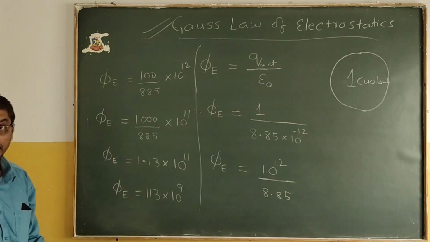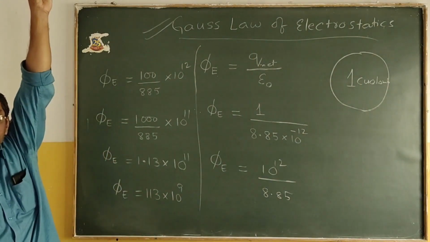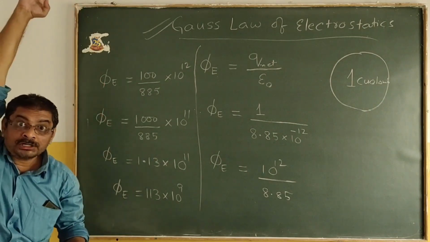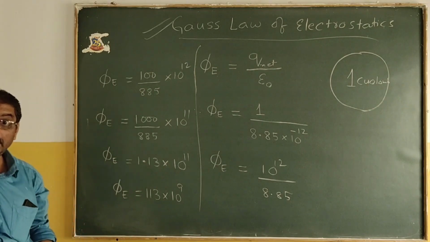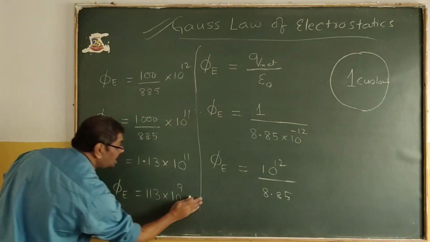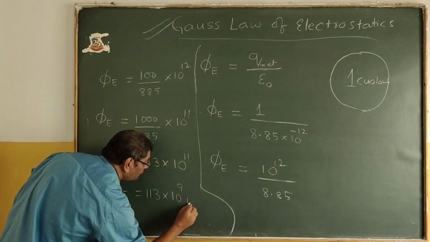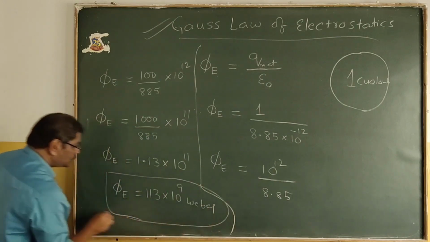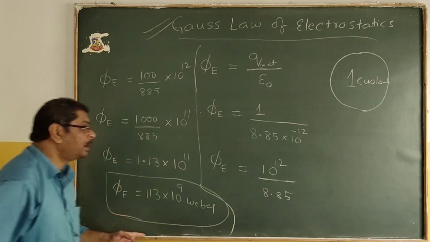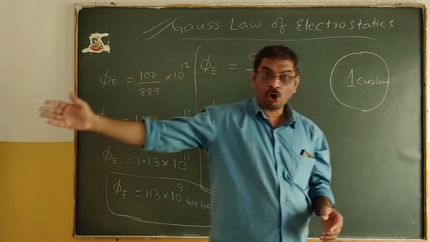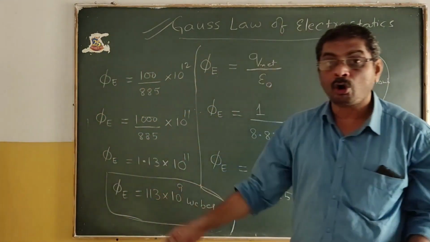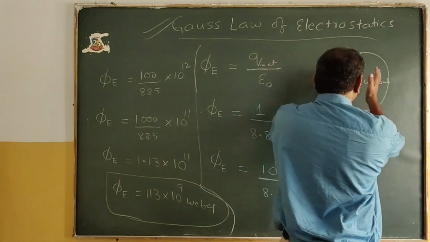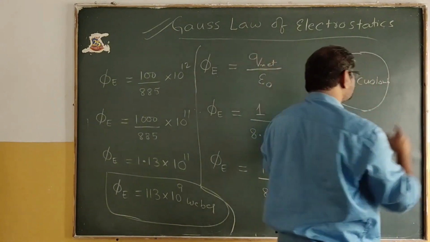And you remember, what is the SI unit of the electric flux? The SI unit of the electric flux is Weber. Now remember, this will be the number of lines of force, or this many lines of force will be diverging out from the Gaussian surface.